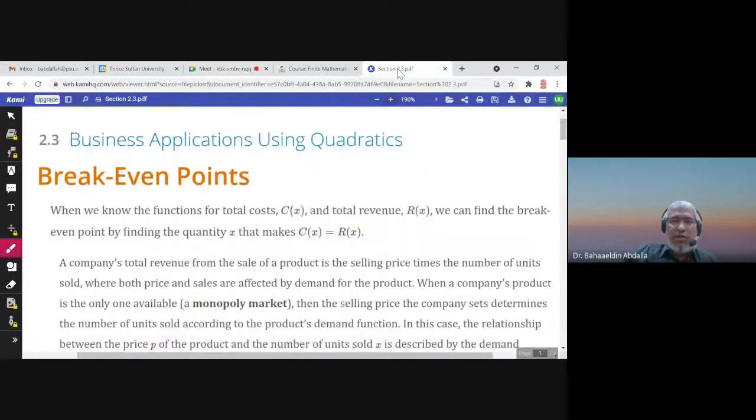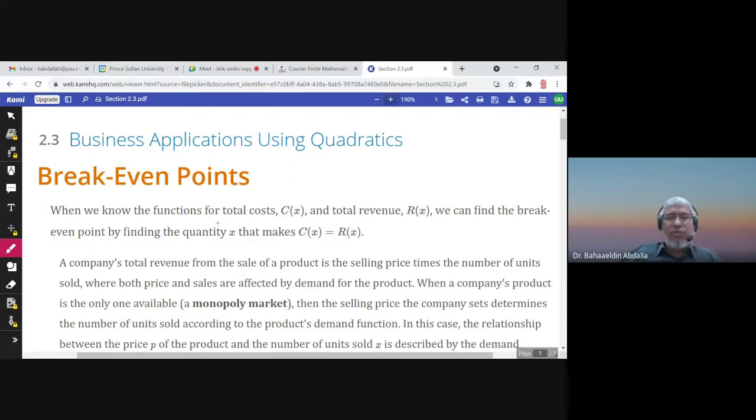This is section 2.3 and it's about business applications using quadratics. So we have seen in chapter 1 how to find the break-even points when the cost function and the revenue function are linear functions, and hence the profit is a linear function. Now we will consider here cases when the cost function, revenue function, and profit function are quadratic functions.